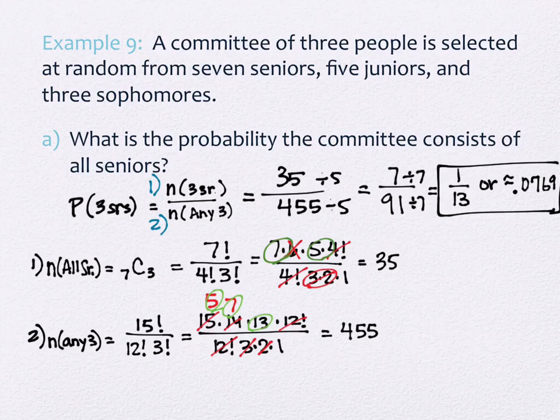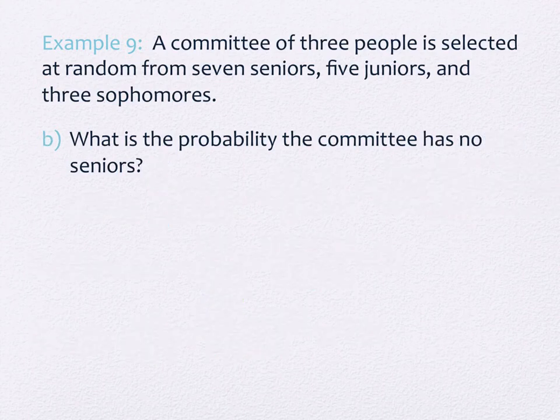Now, we talked about complements before, right? So the complement of all seniors is not no seniors. And that's actually what my next question says. It says no seniors, but these are not complements. The complement of all seniors actually means I just have somebody on there who's not a senior, right? I have at least one non-senior person.